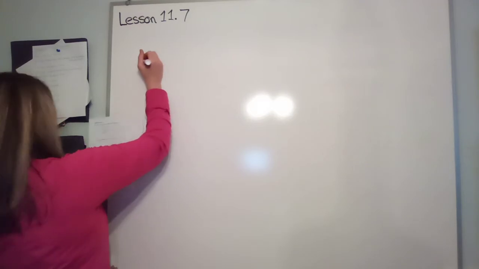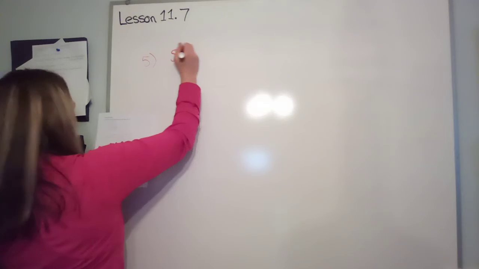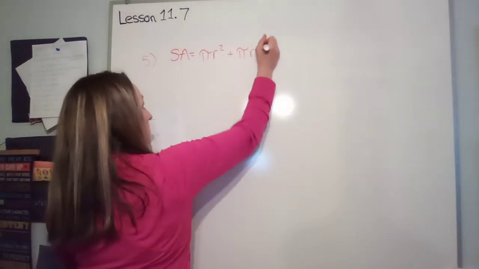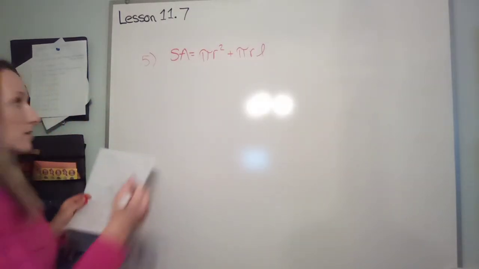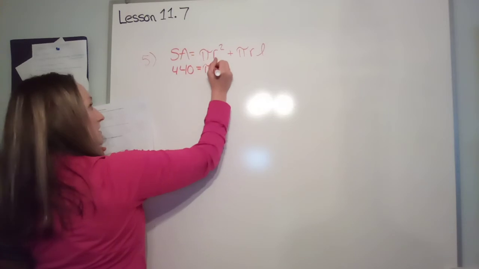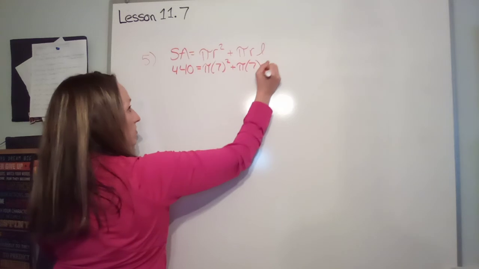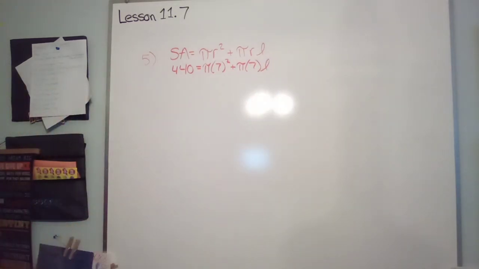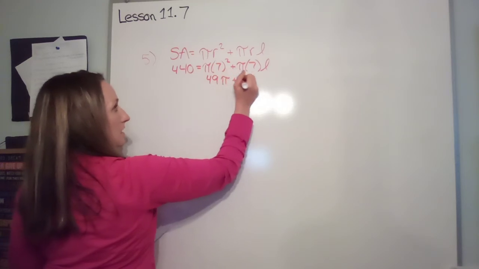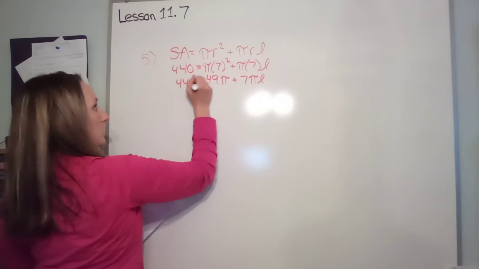Since it talks about surface area, I know my surface area formula is pi r squared plus pi r l. And then fill in anything that's given. The surface area is given as 440. The radius is given as 7. And you don't know the slant height. And then clean up and simplify as much as you can. So that's 49 pi plus 7 pi L equals 440.